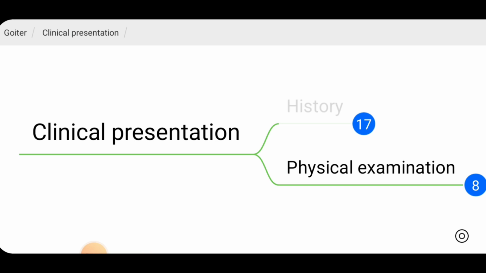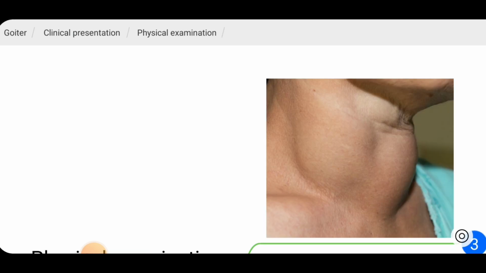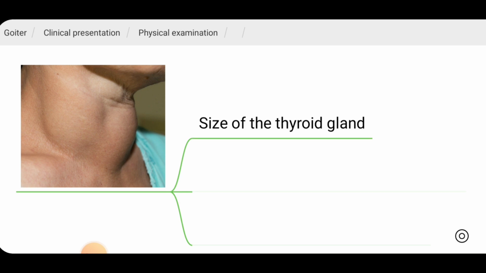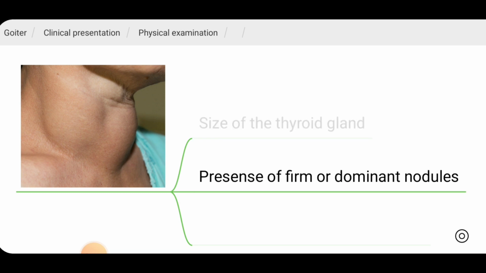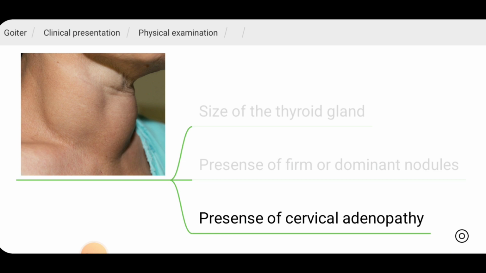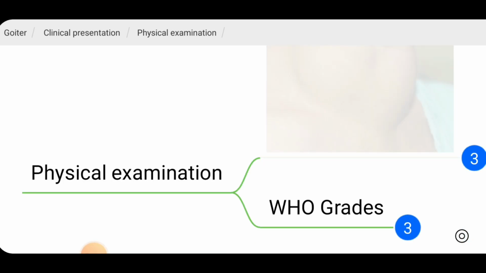And in physical examination, the patient is having an anterior neck swelling. There's a set of steps we have to do in these patients. In a previous video, we have demonstrated how to examine the thyroid gland. So you can watch that video and refresh your knowledge. Here I will briefly mention what we are looking for in the examination, that is the size of the thyroid gland, presence of firm or dominant nodules, and the presence of cervical adenopathy. So the detailed thyroid examination you can watch in the previous video.